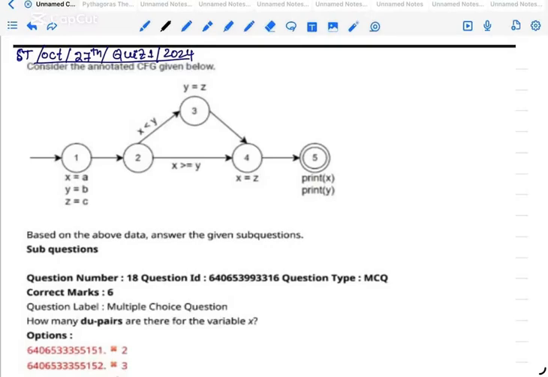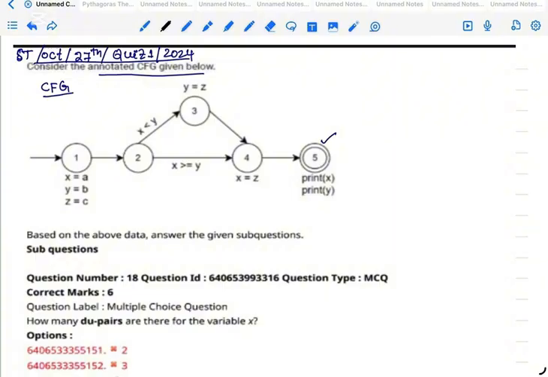From past software testing question papers, Quiz 1, 2024 October 27, this question is very important, related to du pairs and du paths. An annotated control flow graph is given below. This is the control flow graph given in the question. It consists of 5 vertices or nodes, 1, 2, 3, 4, 5, and 5 is the final vertex, represented with double circles.